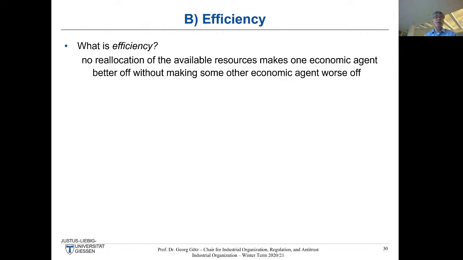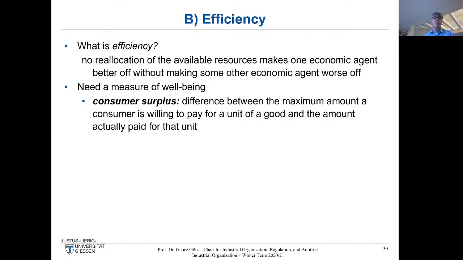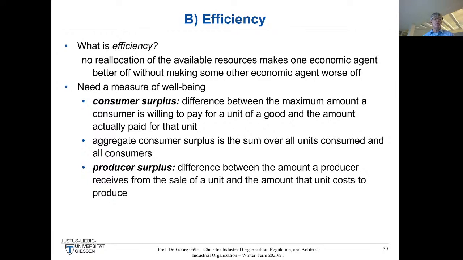What we typically look at is a slightly different measure of well-being, because, of course, with this Pareto criterion, we cannot compare situations where some agents win and other agents lose. But that's typical in markets if we have some changes, that some agents win and some agents lose. We therefore use a different measure of welfare, in a sense a monetary measure, and our two measures here are consumer surplus and producer surplus.